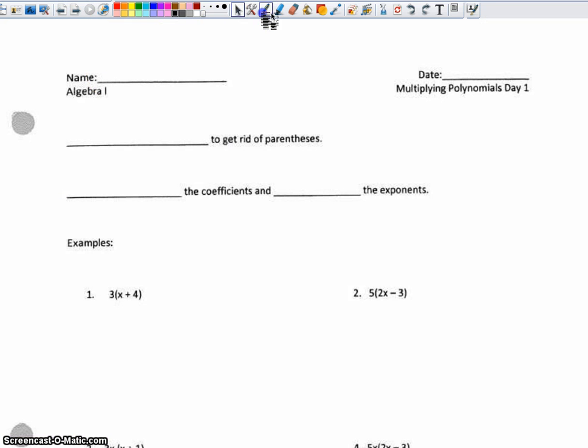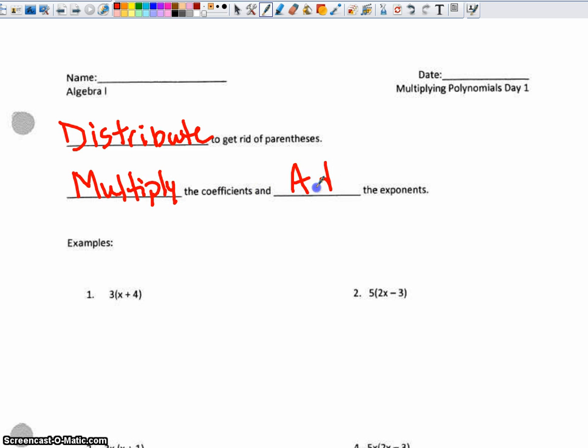So looking at your notes, you need to fill this in. It will be turned in as part of your grade. What are you going to do to get rid of parentheses? Well, you're going to distribute. When you distribute to get rid of parentheses, you are going to multiply the coefficients and you're going to add the exponents.